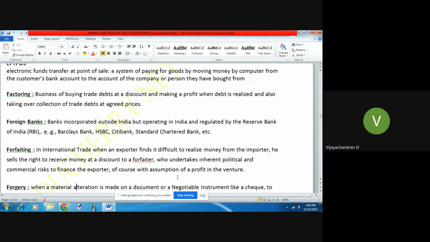Foreign banks: any bank registered outside of India. Any bank which is not registered in India is known as a foreign bank. Examples: Barclays Bank, HSBC, Citibank, Standard Chartered Bank. Some of these banks are not registered in India.